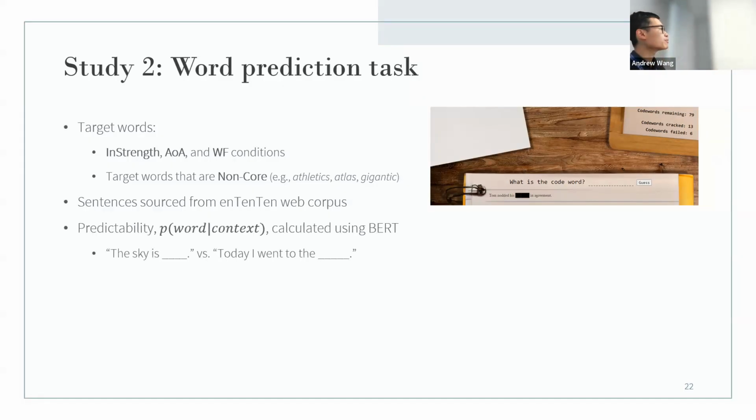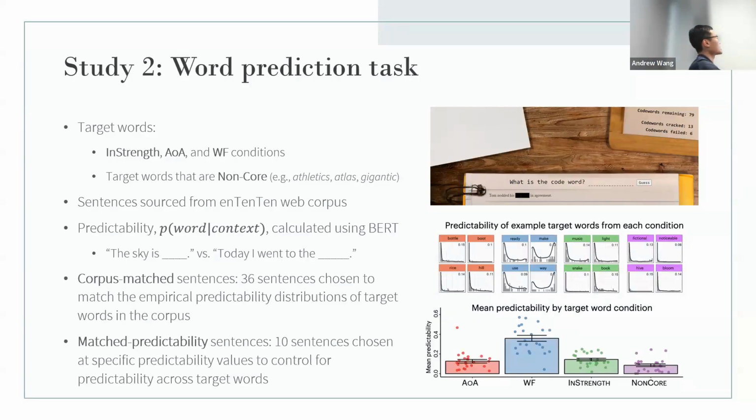Now, words are going to be more or less predictable in the context they occur in to different degrees, and so we need a way to quantify this. We calculated the predictability of words in context using BERT, which is a large language model. The different types of words have very different distributional properties. What I'm showing you here is that the high frequency core words, those WF ones, tend to be much more highly predictable in the context they occur in, just in the corpus, compared to the other types of target words. So their predictability distributions are much higher, and that reflects the natural variation in the corpus.